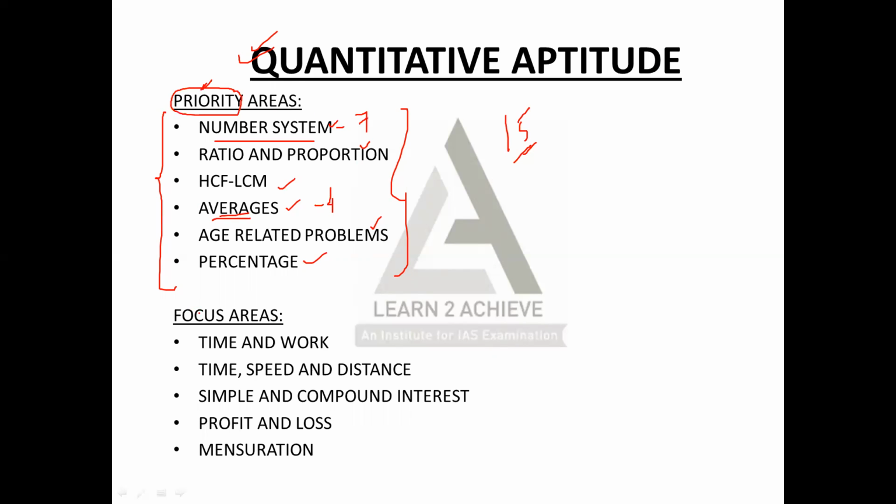If time permits and if you want more, we will be discussing these topics also, just so that you can do some basic questions. For example, simple and compound interest, from here some basic questions are asked. Discount rate, profit and loss, from here also some basic questions are asked, and you should be able to solve those. But the focus would be on the priority areas: number system, ratio, HCF LCM, averages, age related problems, and percentages.